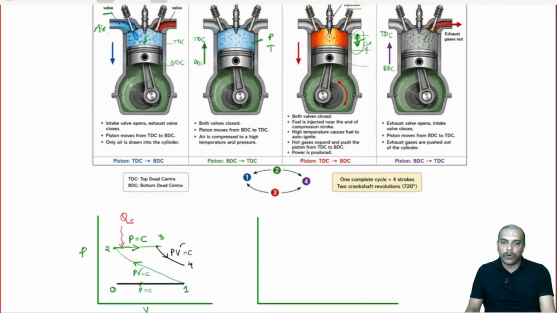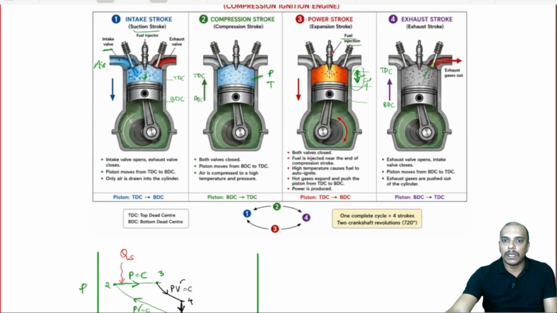And then 4 to 1 is again constant volume heat rejection. Actually, if we look at our cycle here, the intake stroke we have modeled as 0 to 1, the compression stroke we have modeled as 1 to 2. Actually, from here, the power stroke, we have modeled some part of it as heat addition. So, this part is something like 2 to 3 and the remaining portion is 3 to 4, alright. Now, this portion is 4 to 1.